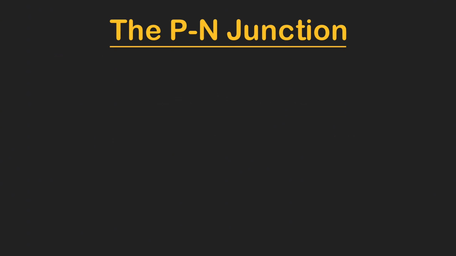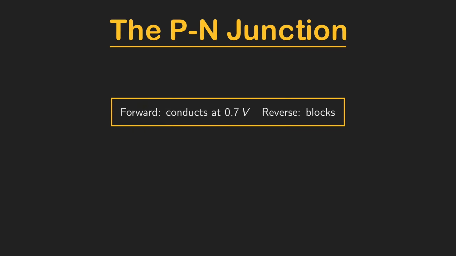So if you remember one thing about the junction itself, remember this. Forward conducts at 0.7 and reverse blocks. The bigger idea to carry forward is simple. A junction is a one-way valve, and the direction you bias it decides everything that comes next.